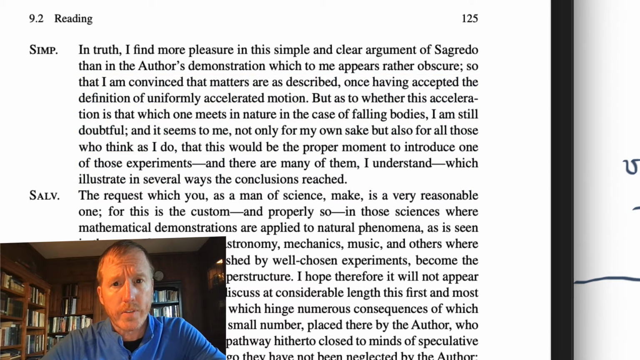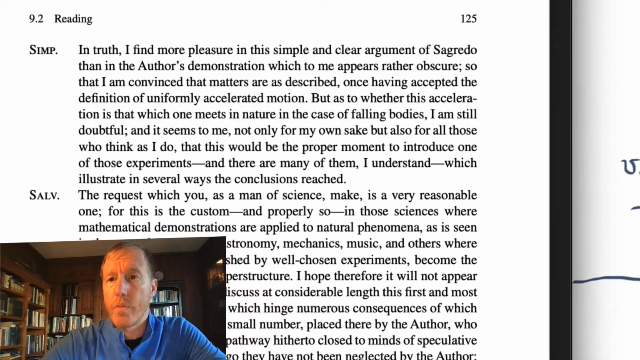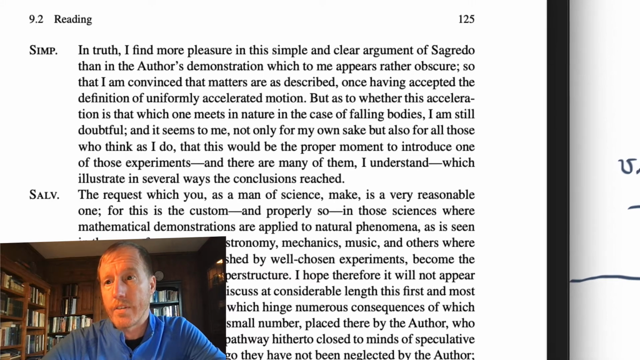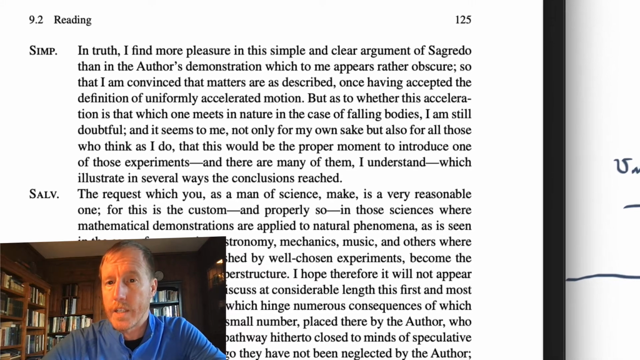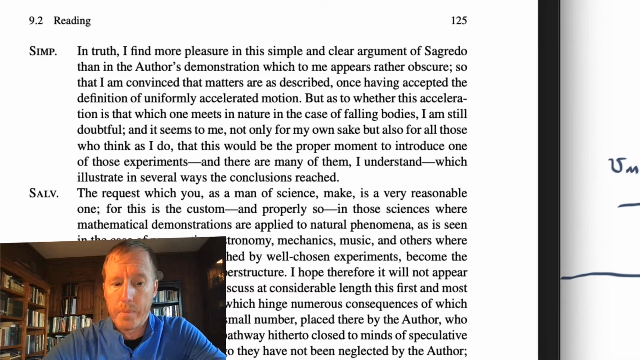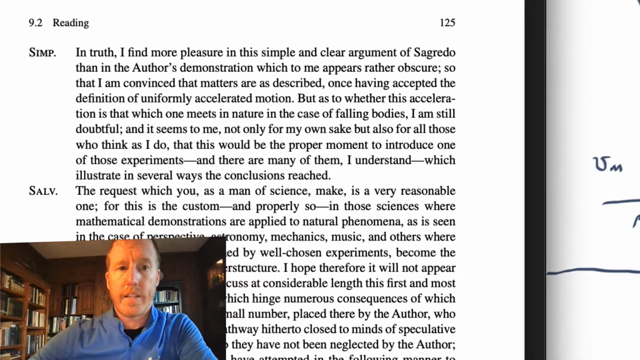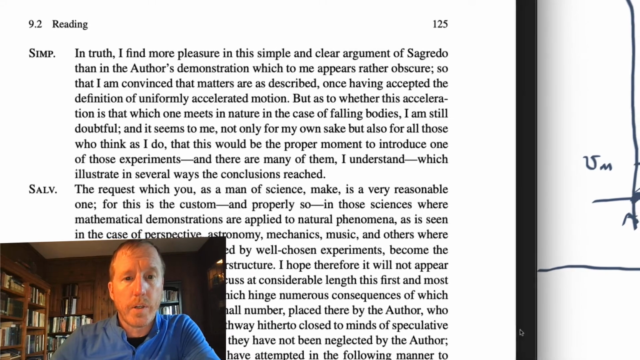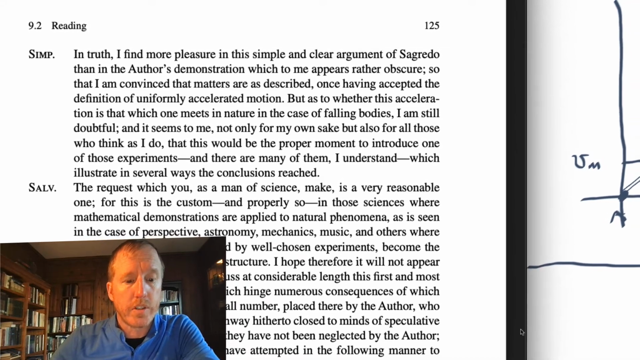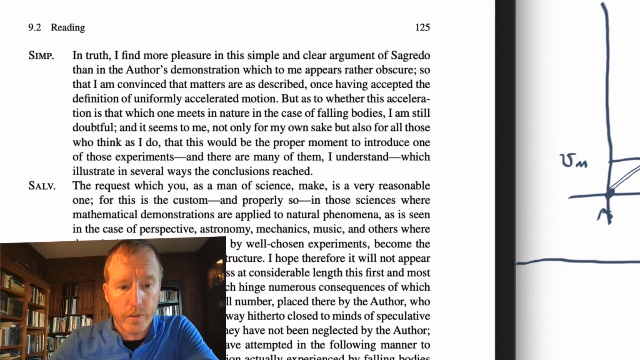So in other words, Simplicio is saying, well, if you define uniform motion in this way, I'm convinced that that's the distance that an object would move in a given amount of time. But I'm not convinced that this is actually what happens in nature. So is there some experiment that you can bring forward that would illustrate this? And the answer is yes. And so we go on in the next paragraph, Salviati explains a particular experiment that was done that illustrates this.